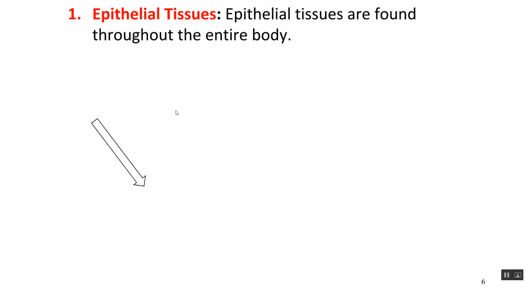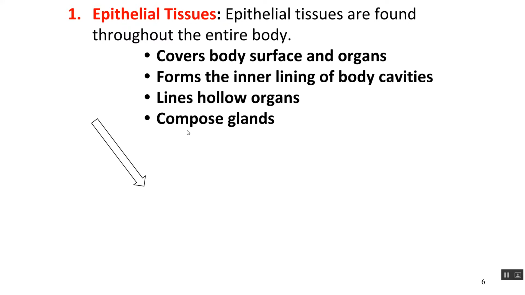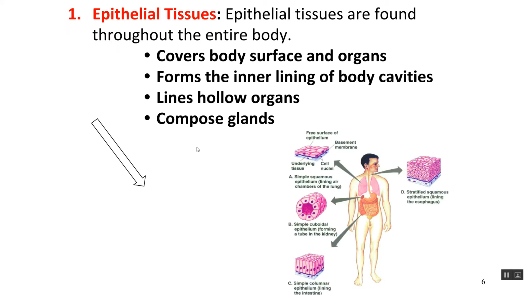Epithelial tissues are found throughout the entire body, so everywhere. They cover body surfaces and organs. They form the inner lining of body cavities. They line hollow organs. And they also compose glands. So if you forgot what compose means, that's makes.